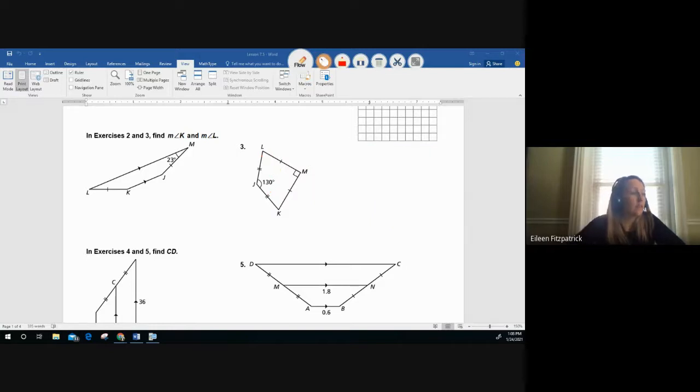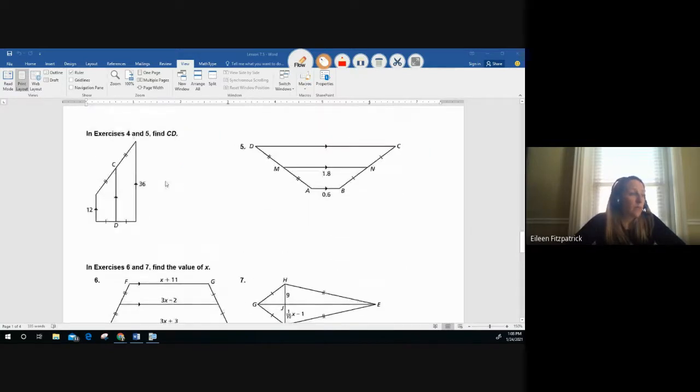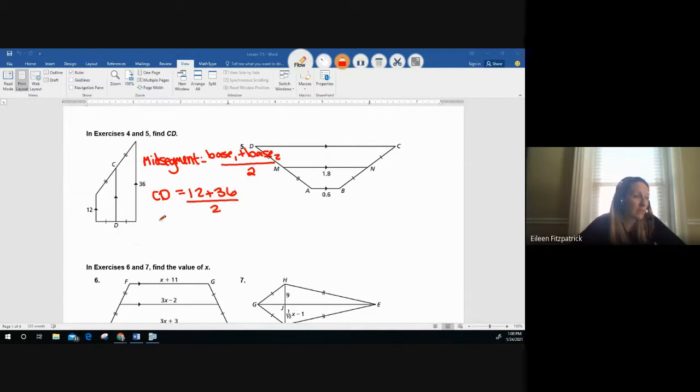All right. For the next set of problems, we're working with the mid-segment. CD is the mid-segment, and you're asked to find the length of it. Well, in your notes, I told you that the mid-segment is the average of the two bases. I'll write that out again. The mid-segment you find by taking base 1 plus base 2 and dividing by 2. So in other words, CD is equal to 12 plus 36 divided by 2. 12 plus 36 is going to give you 48. And then 48 divided by 2 is going to give you 24.